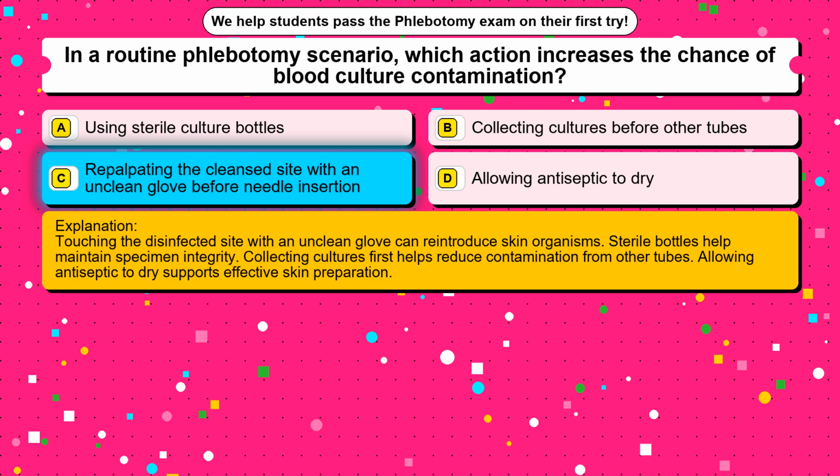Touching the disinfected site with an unclean glove can reintroduce skin organisms. Sterile bottles help maintain specimen integrity. Collecting cultures first helps reduce contamination from other tubes. Allowing antiseptic to dry supports effective skin preparation.